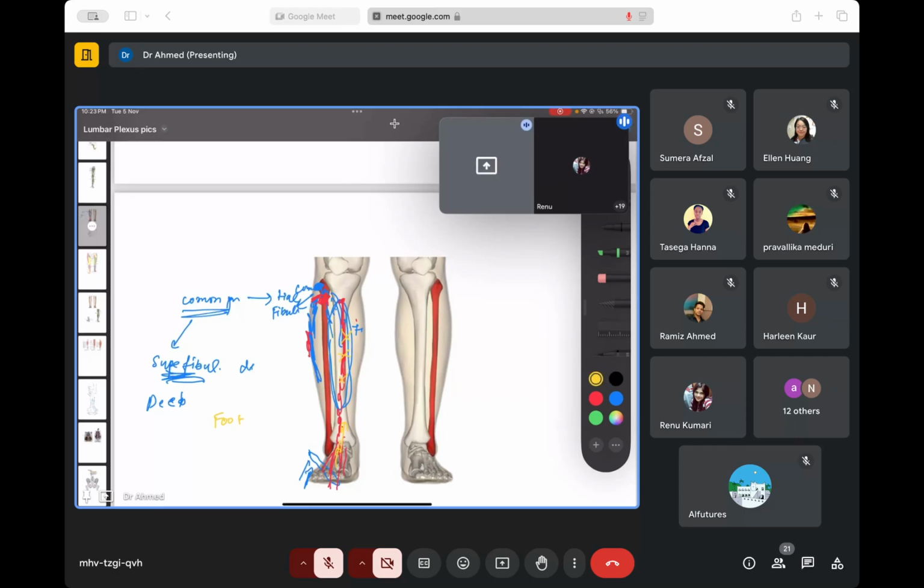Okay, and you are going to see sensory loss. It's also going to supply the sensory on the anterior as well as the dorsum of the foot. So you are going to see sensory loss on the dorsum and lateral shin, like this part and this part. So we have discussed the common peroneal, which further has two branches. Then we have the tibial remaining.